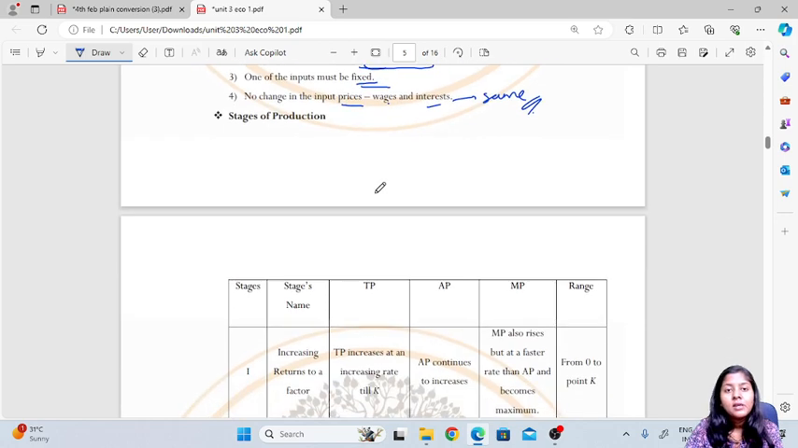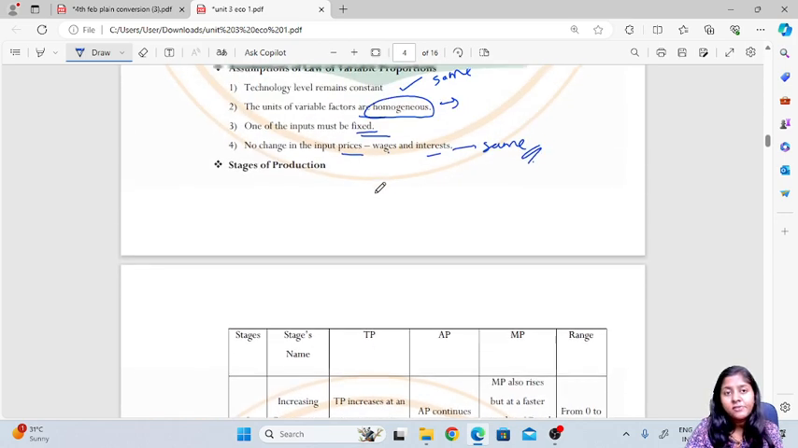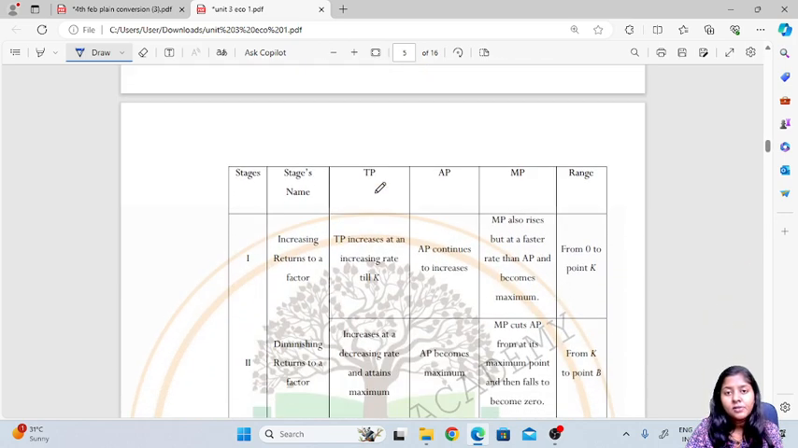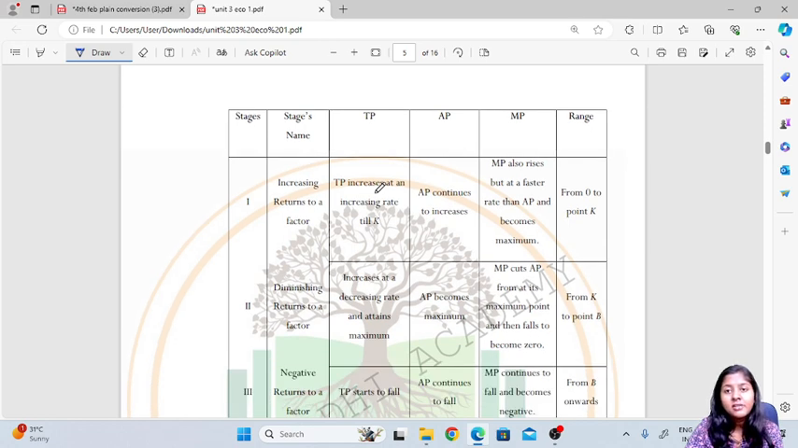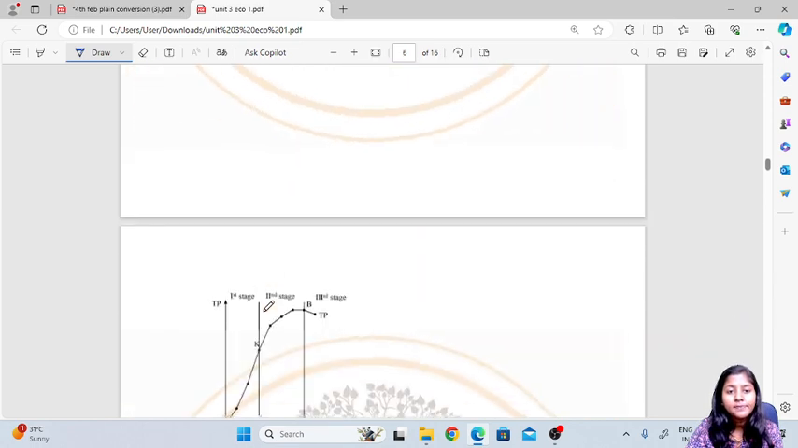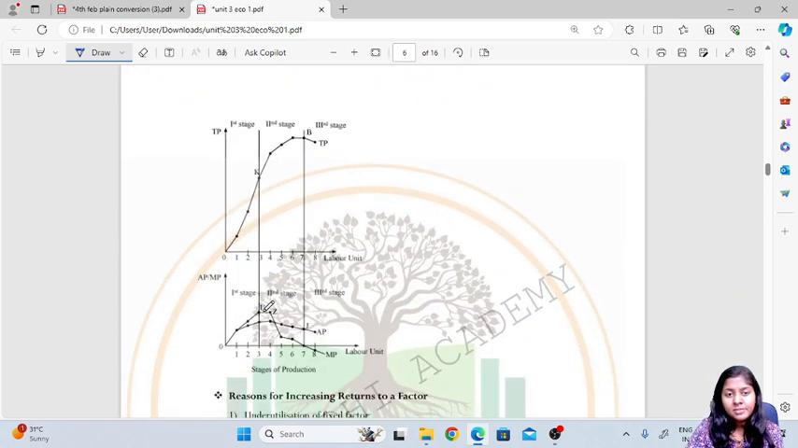Okay, then next, which are the different stages of production? There are different stages of production, right? Stage 1, 2 and 3. Here they have explained this with the help of a diagram, and they have given total product, the first stage, second stage and the third stage.